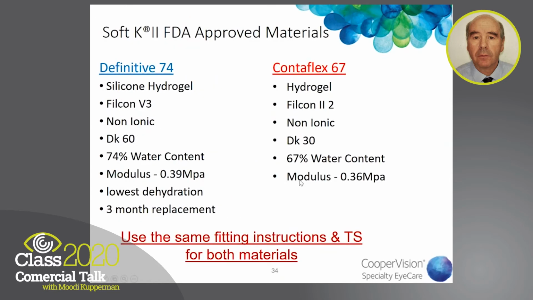We are using 2 materials. The one is the Definitive 74 of Contamac, which is a silicone hydrogel. It's non-ionic. The DK is 60, so it has double the oxygen of the hydrogel. 74% water content. The modulus is 0.39 megapascal, lowest dehydration, and 3 months replacement, which is very important that we can change the lenses 4 times a year.